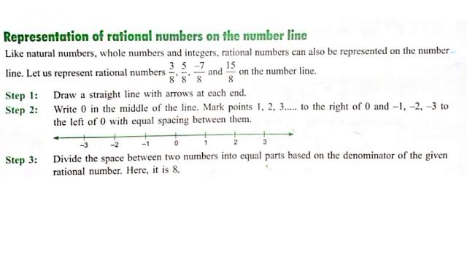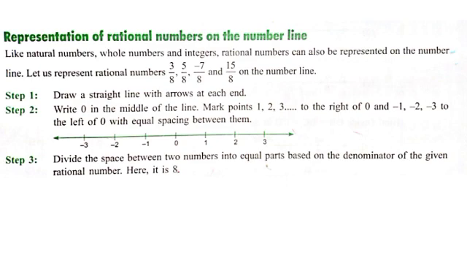Representation of rational numbers on the number line. Like natural numbers, whole numbers, and integers, rational numbers can also be represented on the number line. Let us represent the rational numbers such as 3 by 8, 5 by 8, minus 7 by 8, and 15 by 8 on the number line. Draw a straight line with arrows at the ends, which denotes that the line goes on infinitely on both sides.